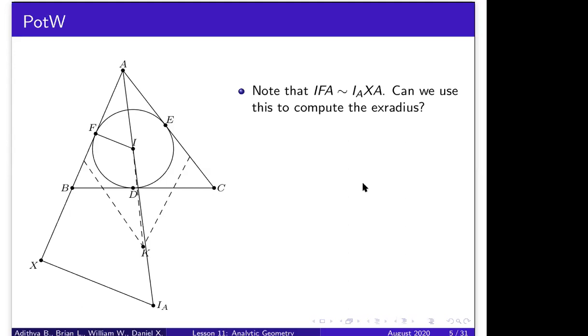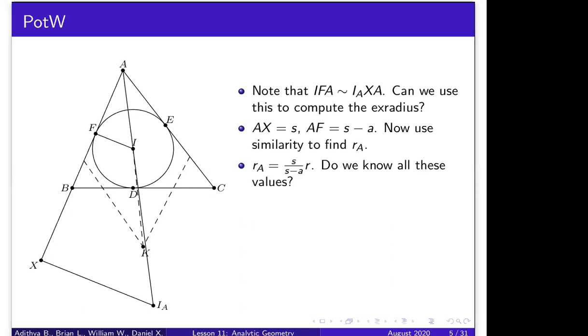In a similar way, we can set up these three equations for the excircle to get the lengths of the tangents from A, B, and C to the excircle. If you do this, we won't show the calculations here, AXA is actually equal to the semi-perimeter, S. So now we can use the similarity to find RA. In particular, RA is going to be S over S minus A times R. And do we know all these values? So we obviously know R is 10, but how about S over S minus A?